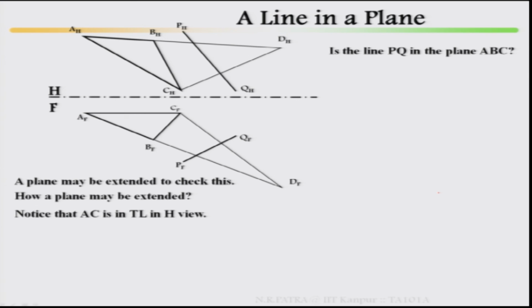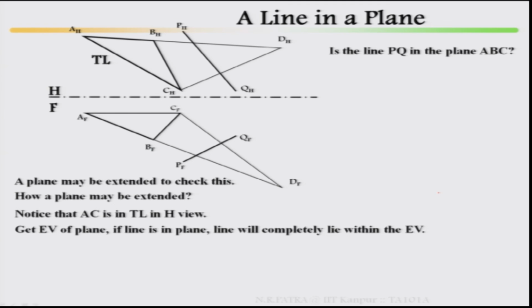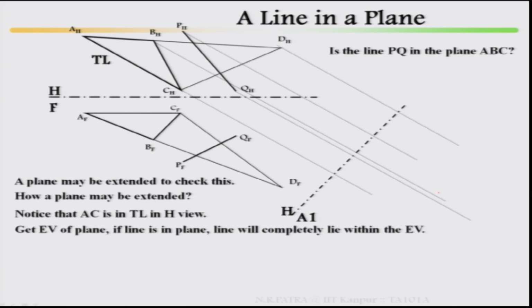Notice that AC is in true length, AC is parallel to the hinge line, that means in the opposite view it is in true length. Get the edge view of the plane; if the line is in the plane, the line would lie completely within the edge view. This is the true length, extend it, this plane has been extended so that the line has been covered.